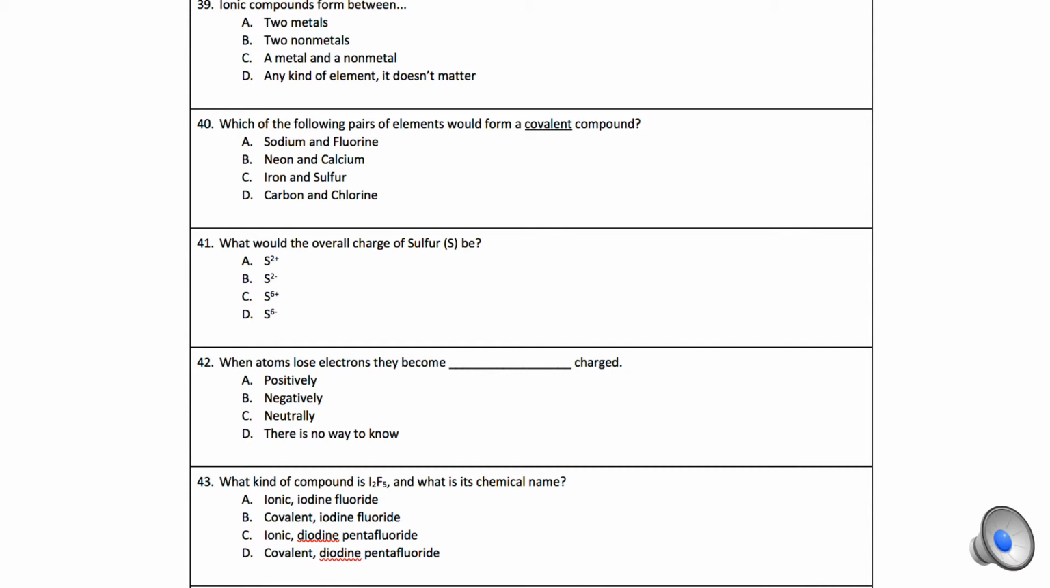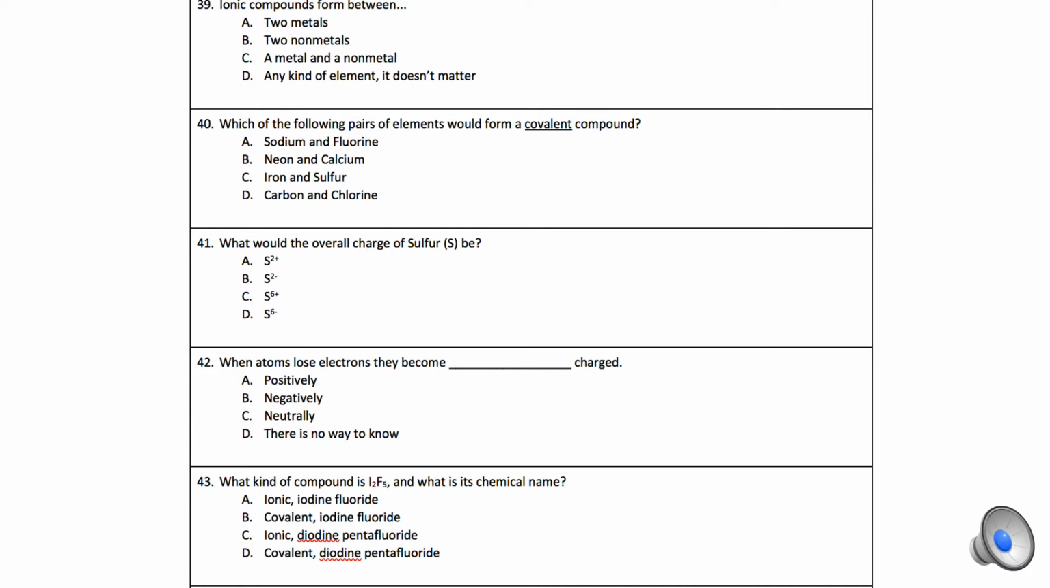Number 41. What would the overall charge of sulfur, S, be? A, S2+, B, S2-, C, S6+, or D, S6-? Number 42. When atoms lose electrons, they become blank charged. A, positively, B, negatively, C, neutrally, or D, there is no way to know.